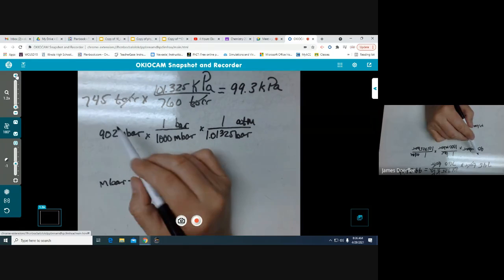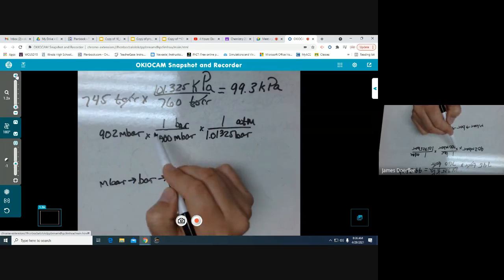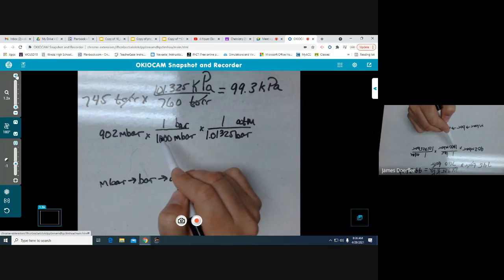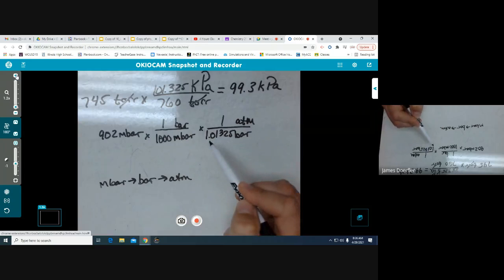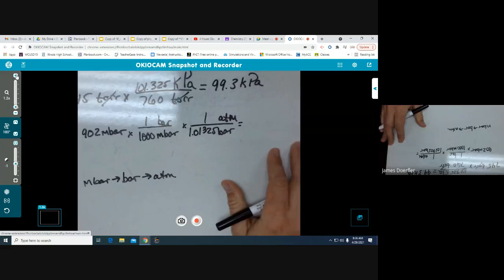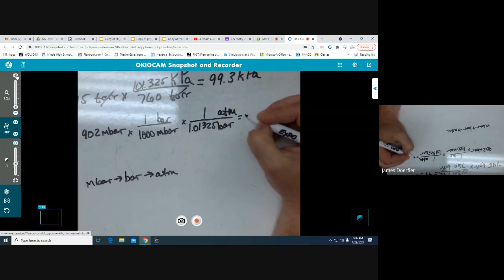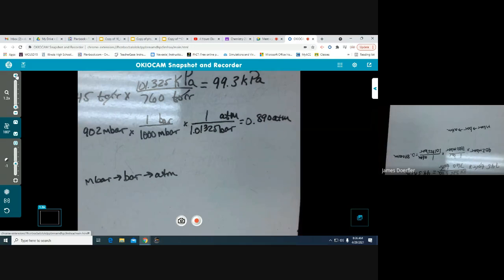So, again, I want you to check my work. You have 902 millibar. You need to divide it by 1,000, and then take that answer and divide it by 1.01325. And we should get 0.890 atmospheres. Is that good? Now, what does that mean?